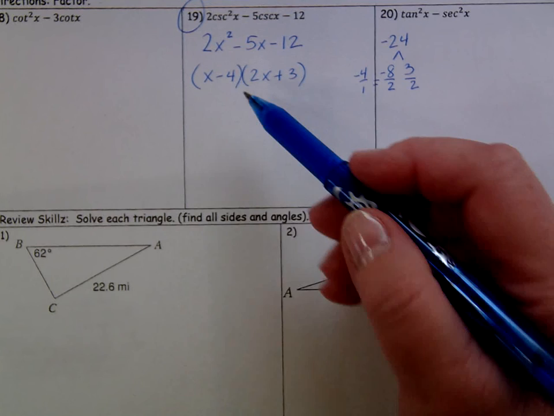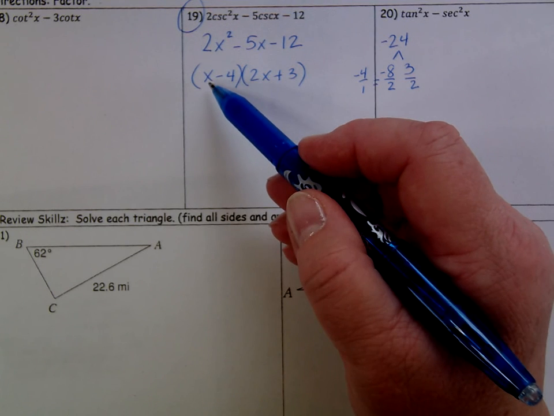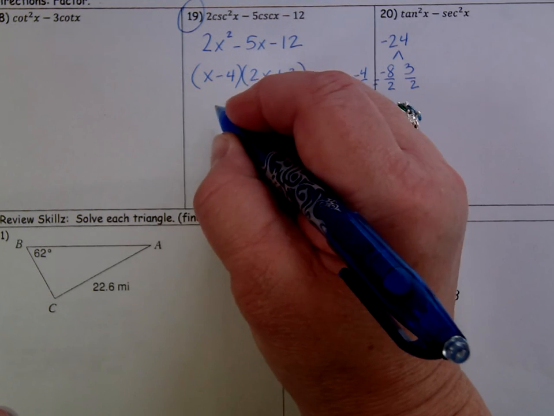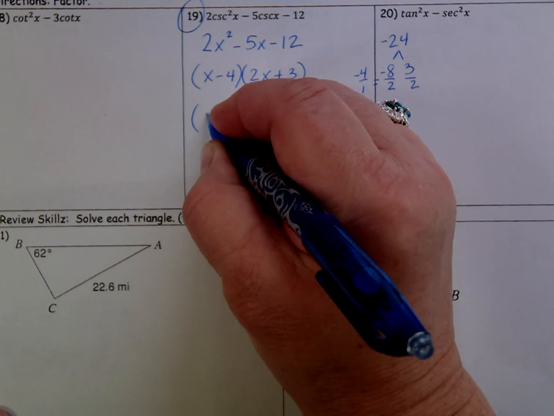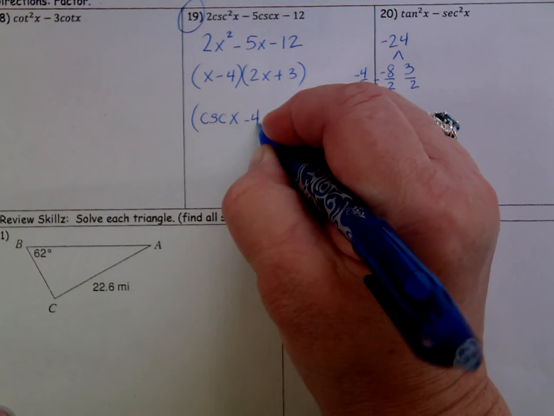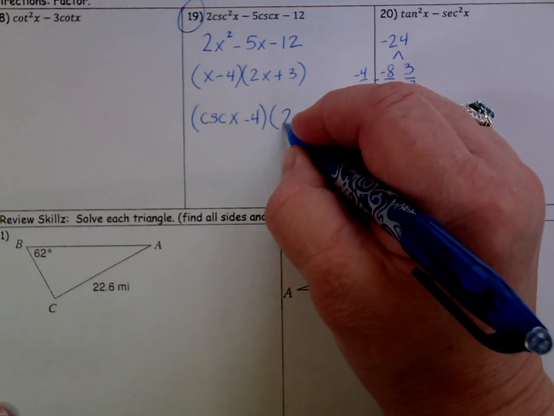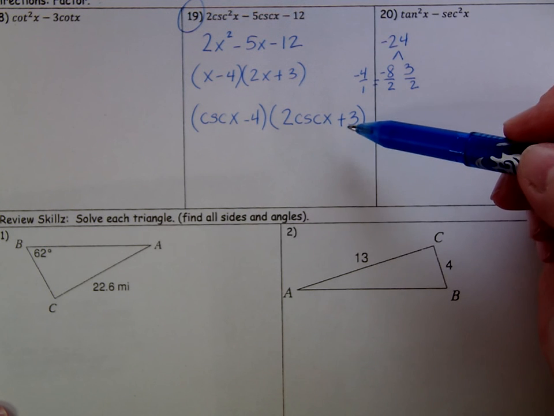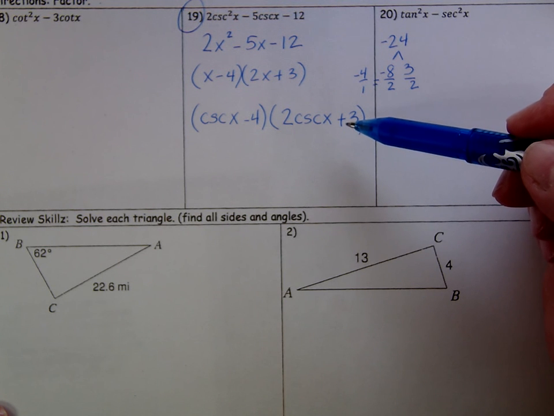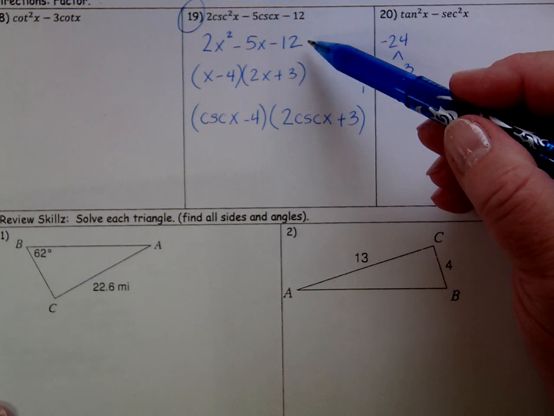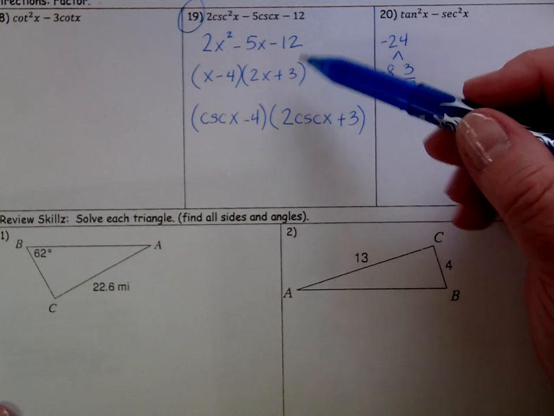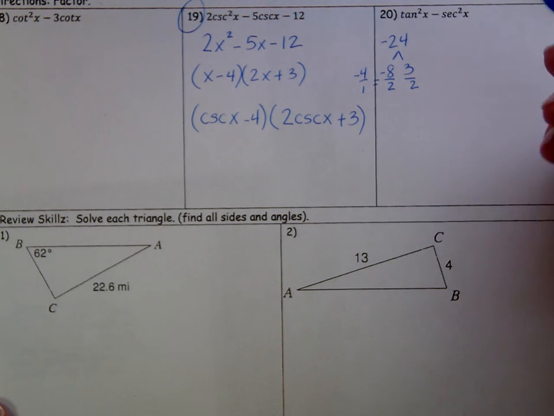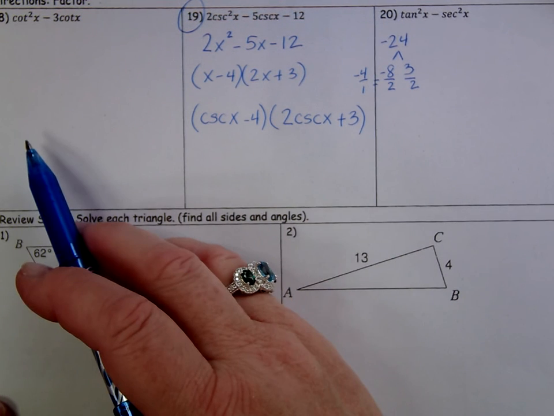This is now really a trig function, so all you need to do is replace your x's with a cosecant, and then you're talking our pre-calc trig language. All right, so I have, instead of it being an x, it's cosecant of x minus 4 is my first group. Second group is 2 cosecant of x plus 3, and you've just factored that. That's it, you're done. All right, so factoring is treated the same exact way it was back in Algebra 1, Algebra 2, whenever you learn this, and you just are replacing it with the trig functions that we're talking about in pre-calc.